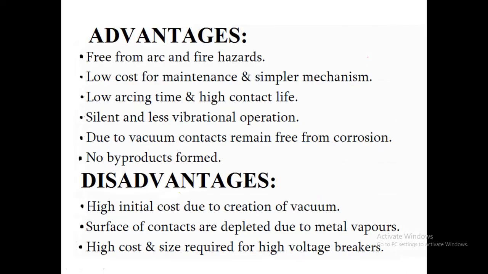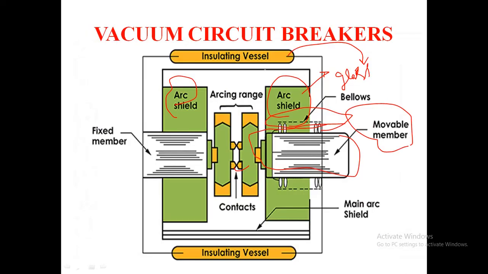This is the working of the vacuum circuit breaker. When the contacts are separated due to some condition, the arc will be struck between the conductors. This is your arcing range. The arc produced is due to the ionization of metal ions and mainly depends on the material of the contacts used. Whatever material we are using, it will be ionized based on that.